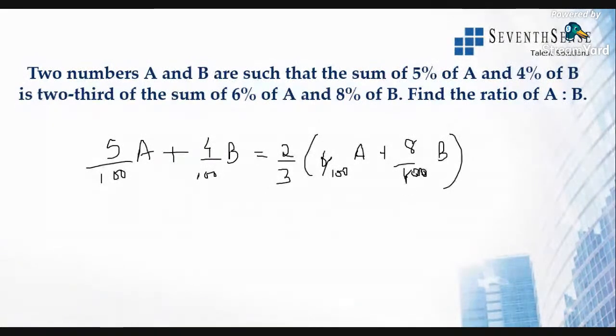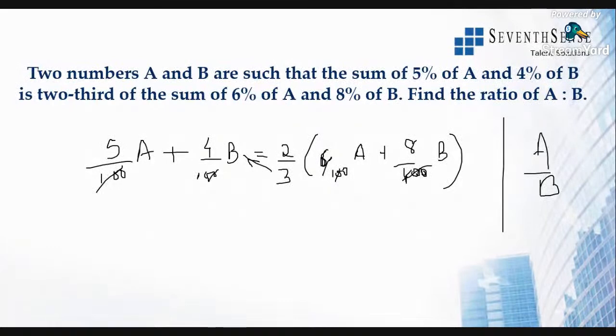Okay. Now, what are they asking? The ratio of A is to B. A is to B is nothing but A by B in the end. Now, once you write this down, the denominator cancels from both sides. 100 is common, right? So all the 100s get cancelled here. All right. So 5A, we'll just cross multiply this. We'll just cross multiply 3 here.